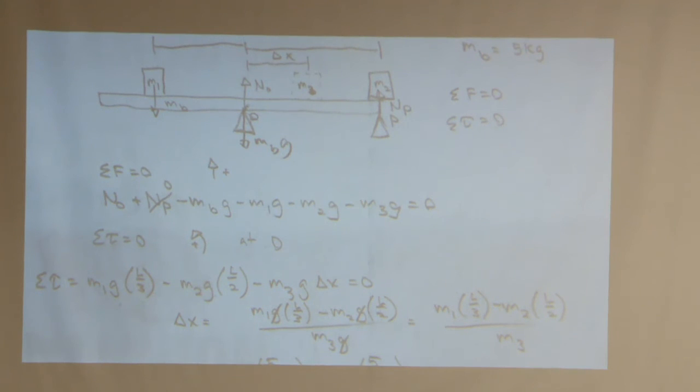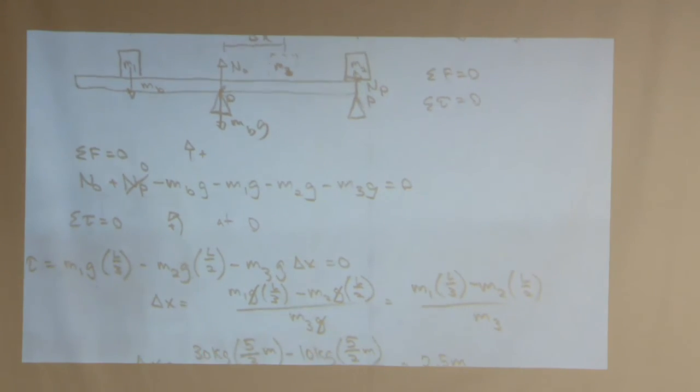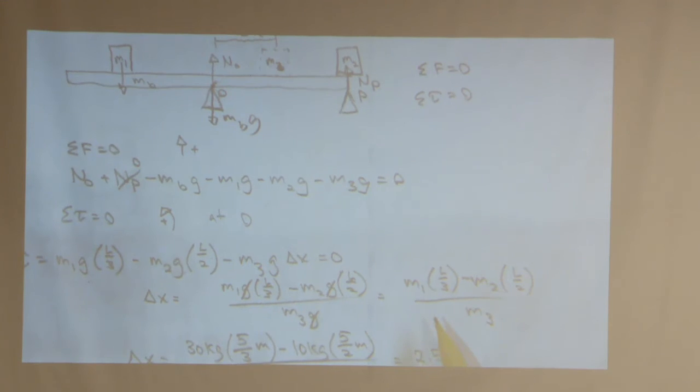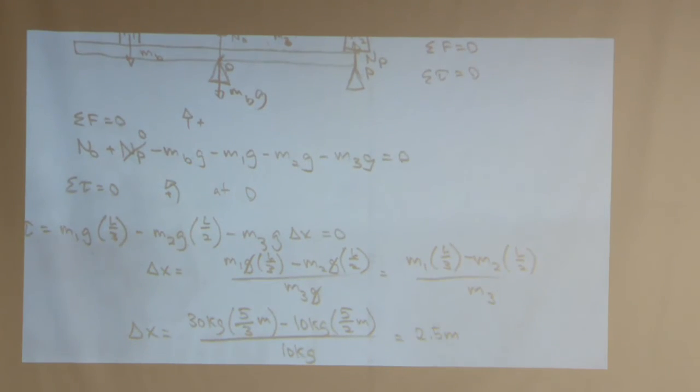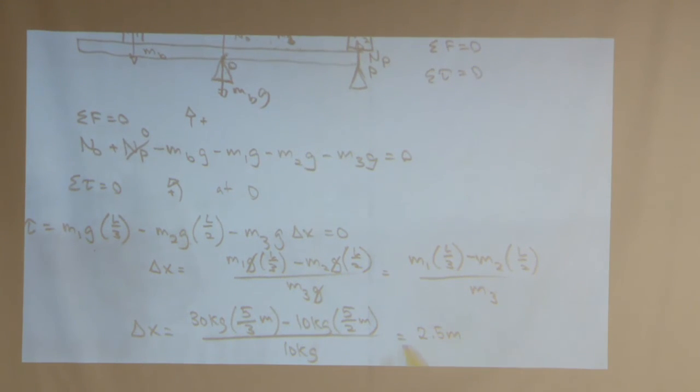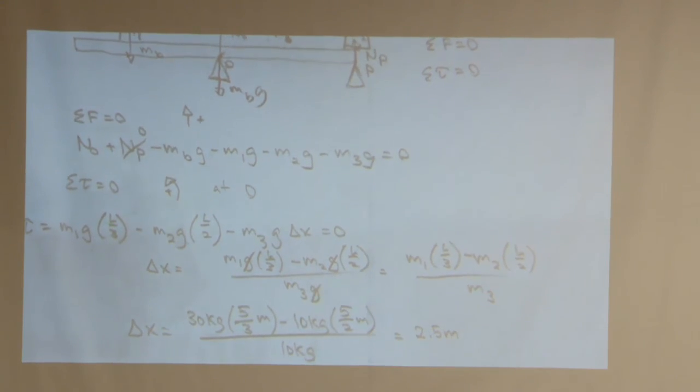So now we have an equation that has delta X, which is what we're looking for. We're given L, we're given all the M's, and we know g. So we can solve for delta X. We get this equation, and when we plug in all our values, we end up getting that X, or delta X, is 2.5 meters. All right?